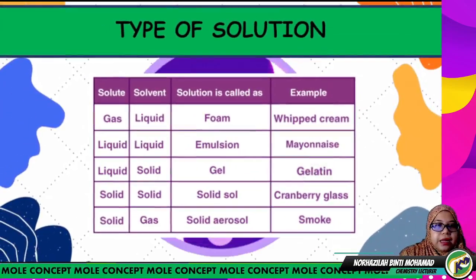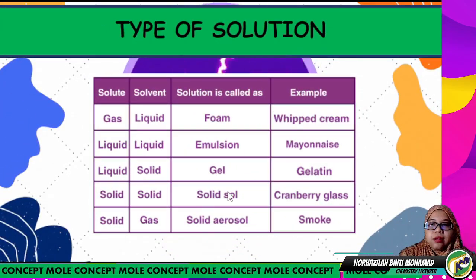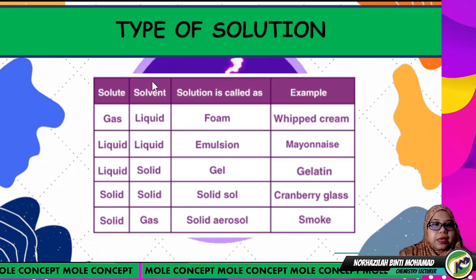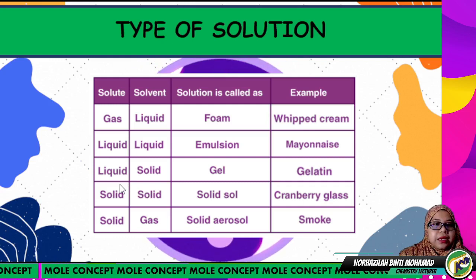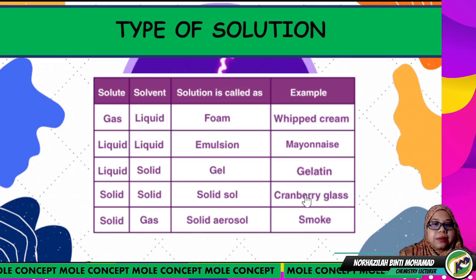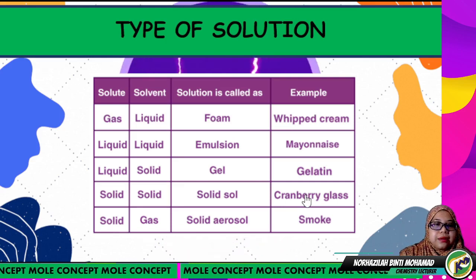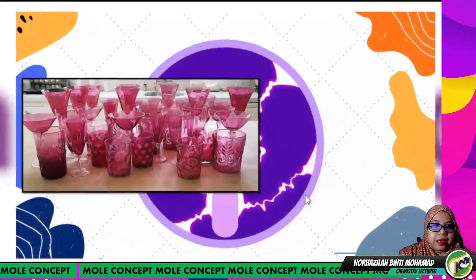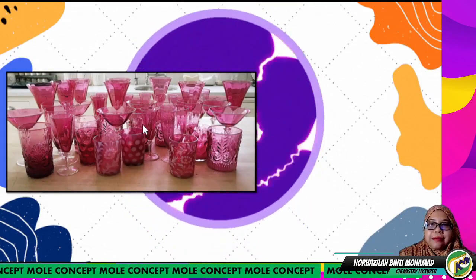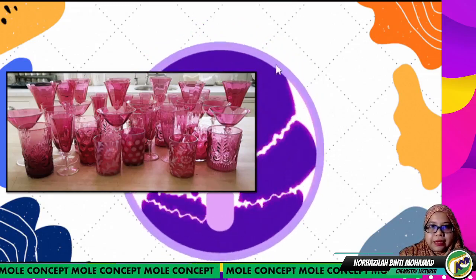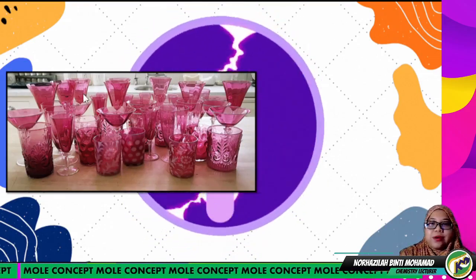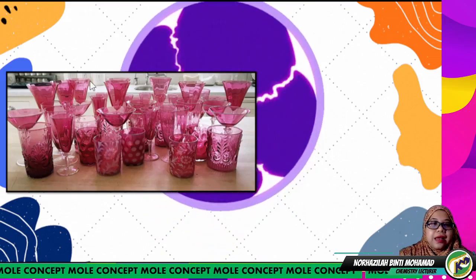And then we have solid salt. Solid salt is when our solute is solid and solvent is solid, and they are mixed together to form solid salt. So for example is cranberry glass. Actually this glass is not made by cranberry. Actually the color mimics the cranberry, the color itself, but there is no cranberry in this glass.